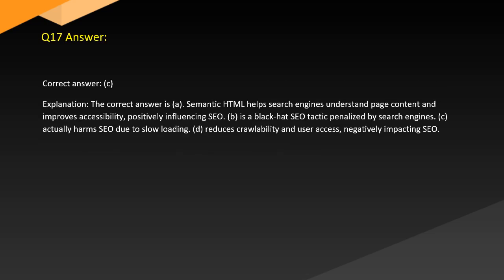Answer. Correct answer, C. Explanation. The correct answer is A. Semantic HTML helps search engines understand page content and improves accessibility, positively influencing SEO. B is a black hat SEO tactic penalized by search engines. C actually harms SEO due to slow loading. D reduces crawlability and user access, negatively impacting SEO.